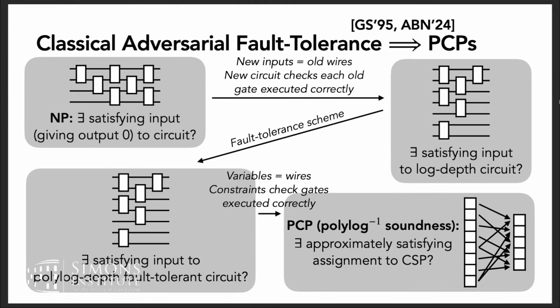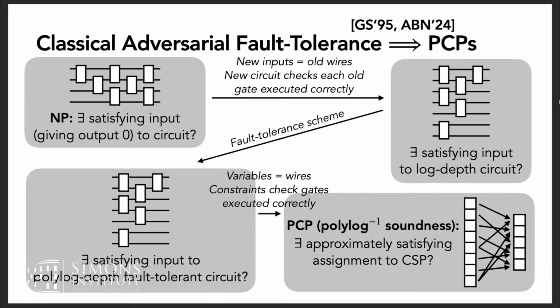The point is, if most of these checks are satisfied, it means that this circuit was executed mostly correctly, with a small number of errors. And since it's a fault tolerant circuit, that actually means that it outputs the correct value. So if we have an approximately satisfying assignment to this CSP at the end, and our PCP proof accepts with high probability, then we know that this fault tolerant circuit ran correctly, which means that the underlying log depth non-fault tolerant circuit does have a satisfying assignment, which then means that our original circuit has a satisfying assignment.